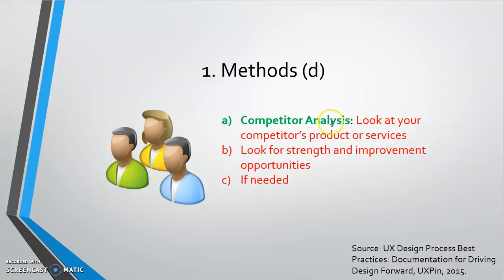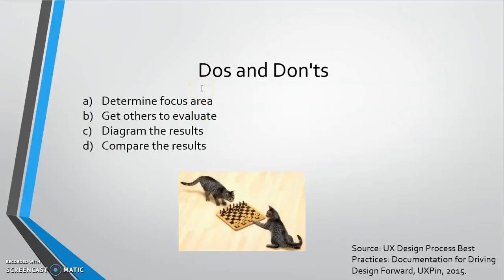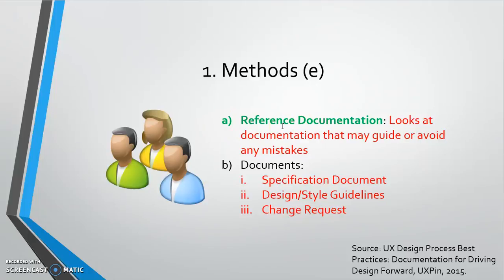Method 4 is competitor analysis, whereby you look at your competitors' product or services, look at the strengths or improvement opportunities, and do it if needed. There are 4 do and don'ts. Determine the focus area, get others to evaluate so that it is not biased, diagram the result, and compare the results. And finally, reference documentation.